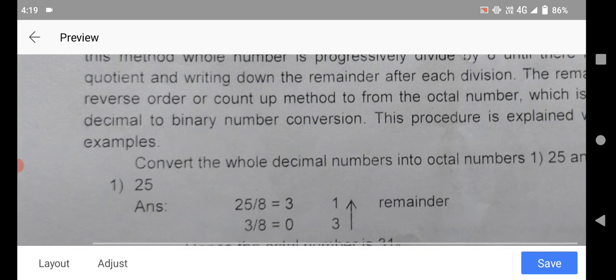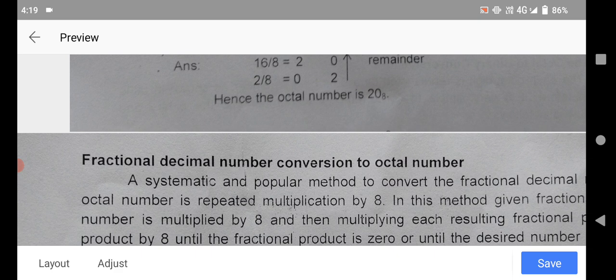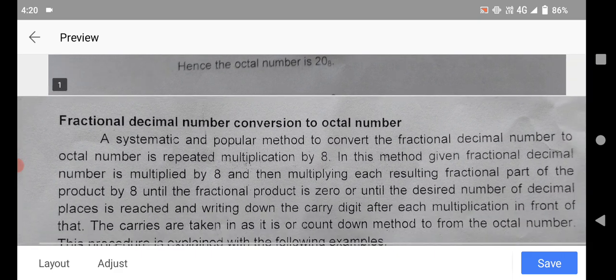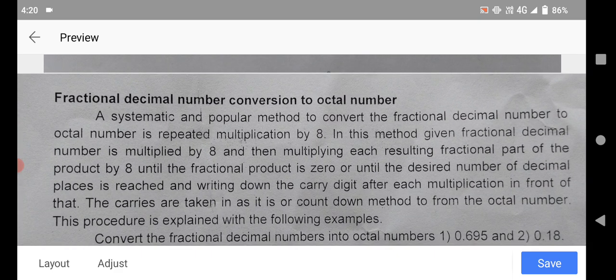Okay, then second, you see the fractional decimal number conversion to octal number system. Fractional, that means it consists of the decimal point. Okay, a systematic and popular method to convert the fractional decimal number to octal number is repeated multiplication by 8. In the whole decimal number system we repeatedly divide by 8, and here in the fractional number system we repeatedly multiply by 8.